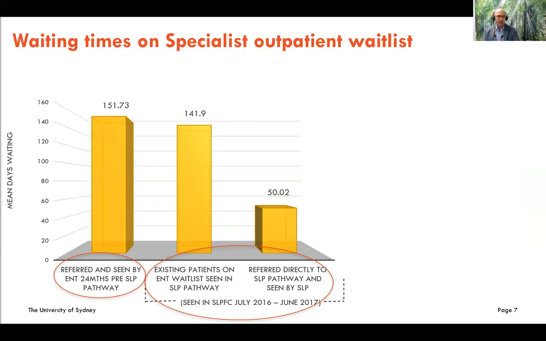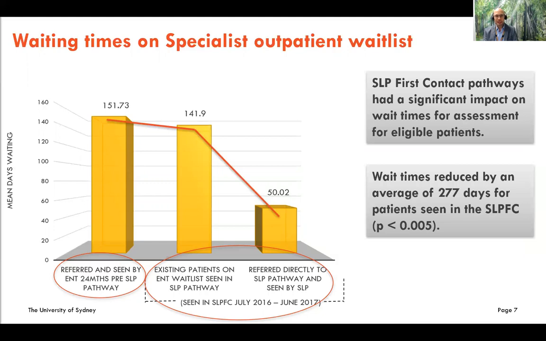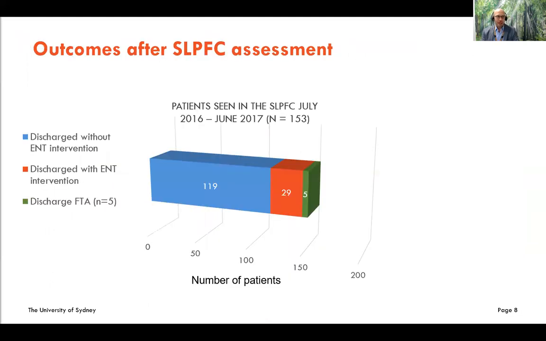A linear regression analysis demonstrated patients in the ENT group waited significantly longer than those in the two speech and language pathology first contact groups, respectively, and wait times reduced by an average of 277 days for those patients referred directly into the SLP-FC. Our discharge outcomes were recorded for patients seen only in the speech and language pathology first contact clinics.